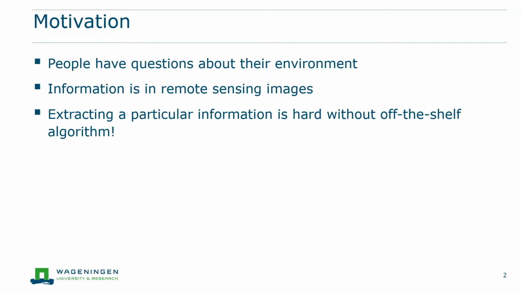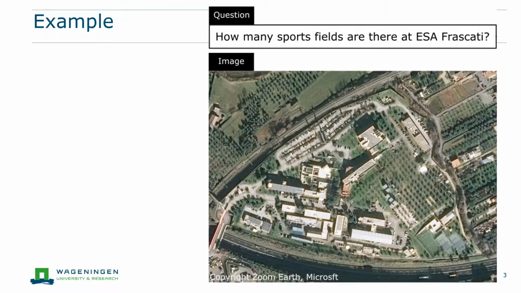Indeed, people have questions about their environment. In many cases, the answer to these questions could be found in remote sensing images. However, if you do not have an off-the-shelf model that has been designed to answer your precise questions, extracting this information is hard. Let me give you an example. I was wondering how many sport fields there are in ESA Frascati.